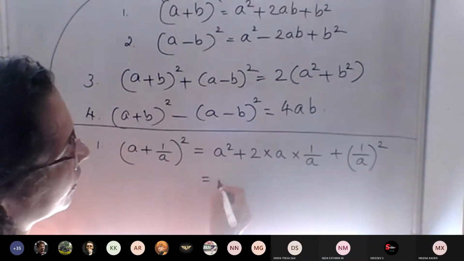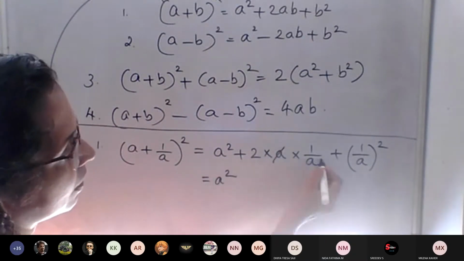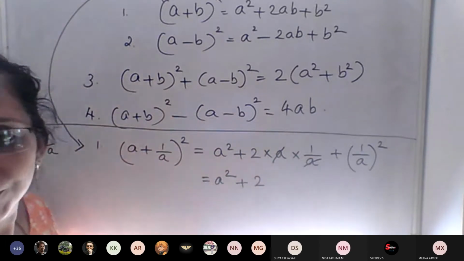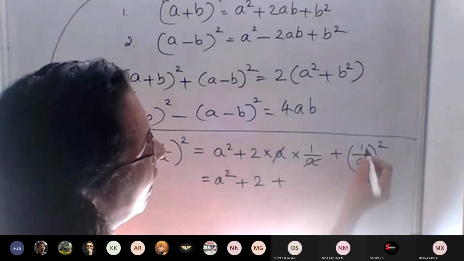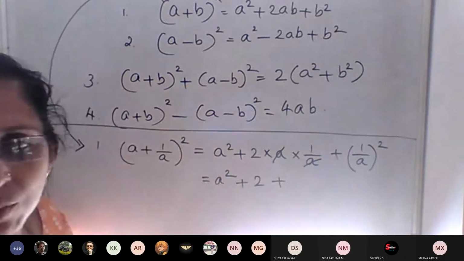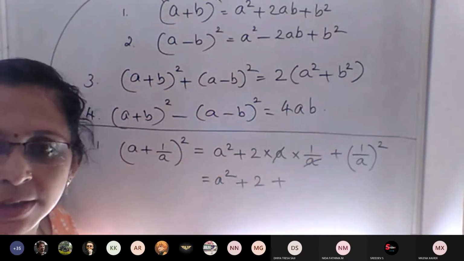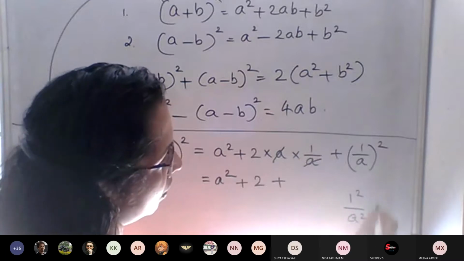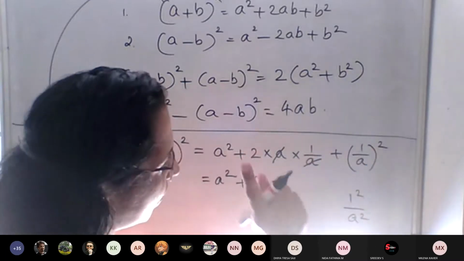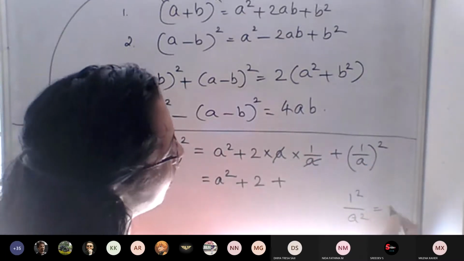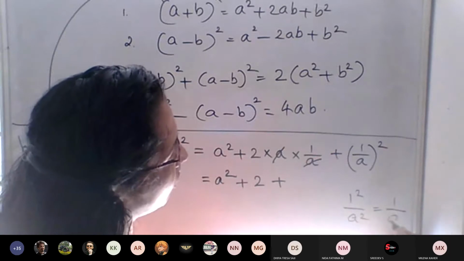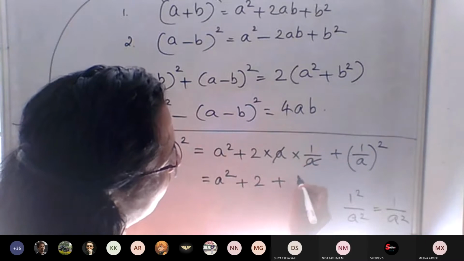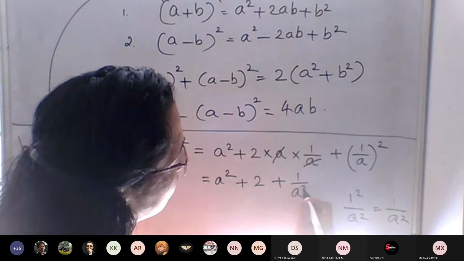So this is equal to a square, and we can cancel the a with 1 by a, remaining only 2, plus (1 by a) whole square. What does that mean? The square is common for 1 and a, so we can write it as 1 square by a square. 1 square is 1, divided by a square itself. So instead of (1 by a) whole square, we can write 1 by a square.